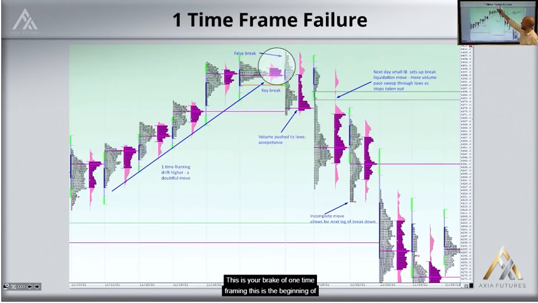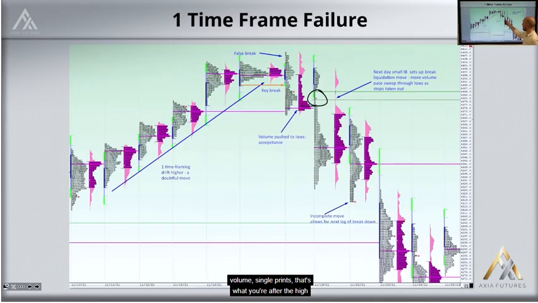This is your break of one time framing. This is the beginning of that accelerated move. This is the first drop, now you're looking for acceleration. This day is the one that matters. So now on this day, what you're looking for is acceleration. You see it there from a profile really easy. No volume, single print, that's what you're after.